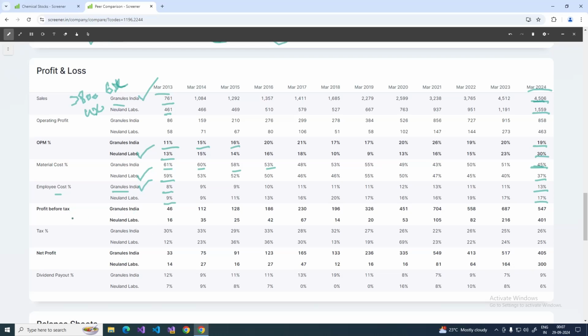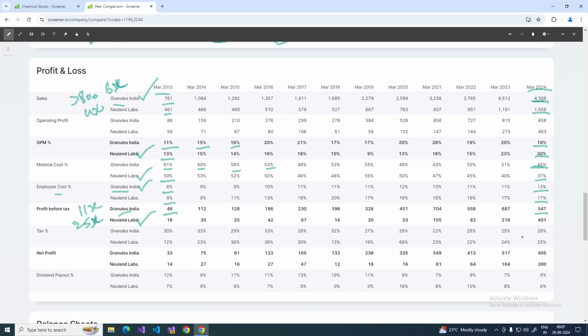Next one, profit before tax. For Granules in 2013, it was 46 crores, currently 547 crores. So profit before tax for Granules increased 11x. For Neuland Laboratories, 16 crores to 41. So approximately 25x increase in profit before tax for Neuland Laboratories. This is positive for Neuland Laboratories.